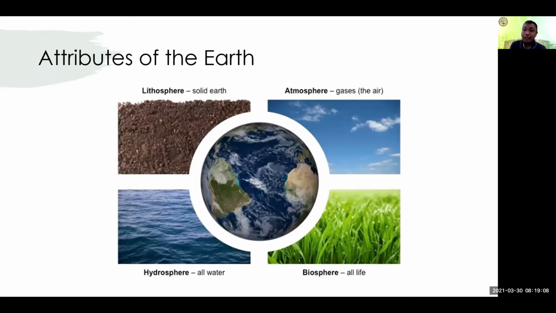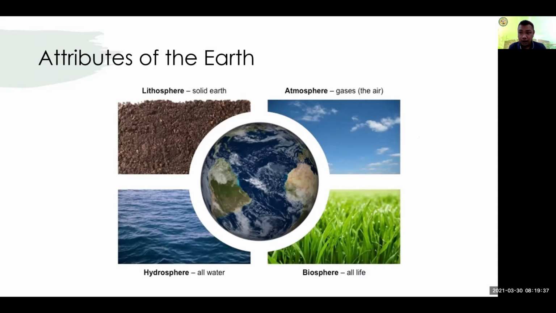Now, let's talk about the attributes of the Earth or how the natural world works. So our Earth is divided into 4 spheres. We have the lithosphere or geosphere, the atmosphere, the hydrosphere, and the biosphere. So your lithosphere or geosphere has 3 components. We have the crust, the mantle, and the core. I believe you have discussed this in your elementary or in your high school.